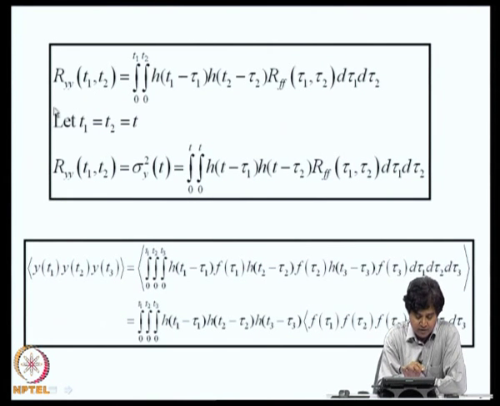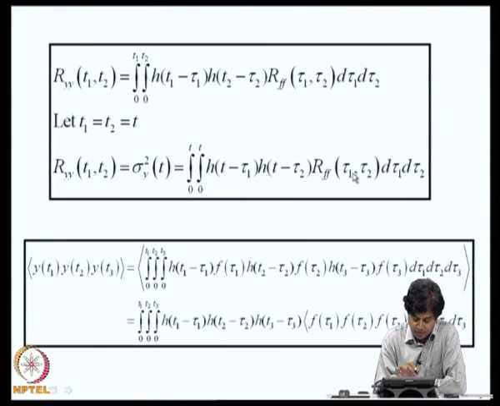Now, in the expression for R_yy of t1 comma t2, if I take t1 equal to t2, I get the variance. Mind you, the mean of y is 0, therefore, the autocorrelation function and autocovariance function are the same. So, at t1 equal to t2, the mean square value and variance will be the same. So, the right hand side here now becomes, wherever there is t1 and t2, I will replace by t and I get this expression.